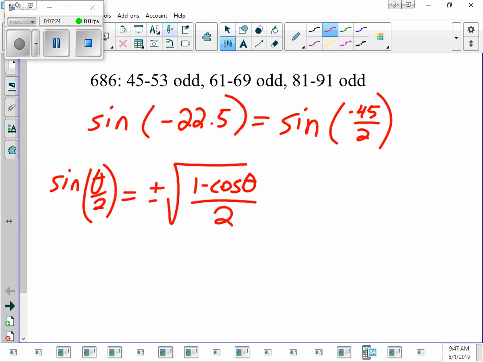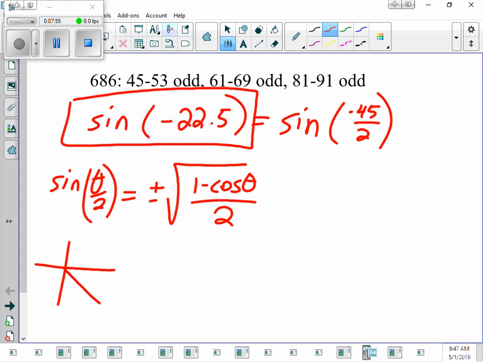We have to pick the sign, whether it's positive or negative. All right? So I'm looking at an angle in which quadrant? In quadrant 4. What is the value of the sine function in quadrant 4? It's negative. Does everybody agree? The angle I want is in quadrant 4. And because it's in quadrant 4, I'm going to use this formula.